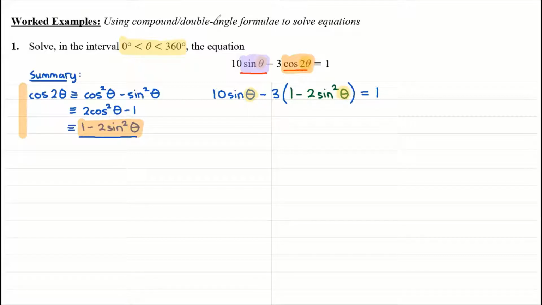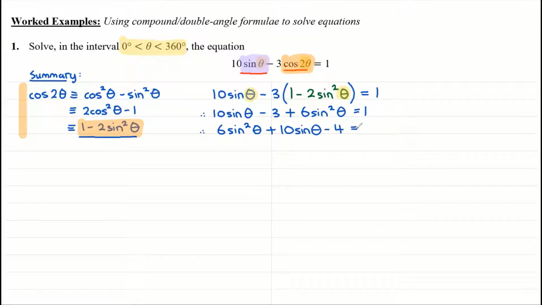Let's expand and simplify. So therefore, 10 sine theta, subtract 3, and then remember we've got a negative multiplied by a negative, so that's going to be plus 6 sine squared theta is equal to 1. And collect like terms, we'll get everything onto the left-hand side simply by subtracting 1 from both sides. And I'm going to put them in traditional quadratic order. So we're going to have 6 sine squared theta, add 10 sine theta, and then if we're subtracting 1 from both sides, negative 4 subtract 4 equals 0.